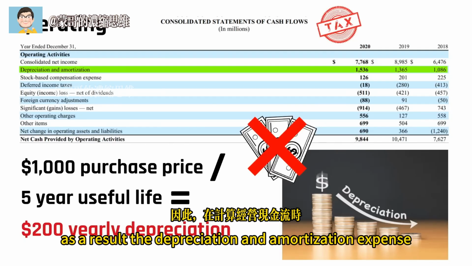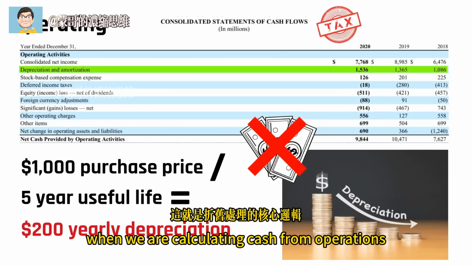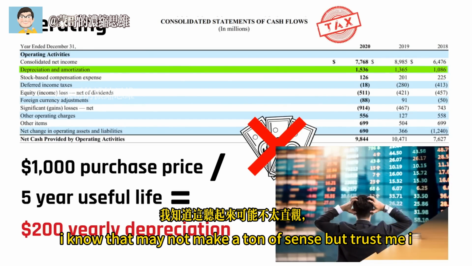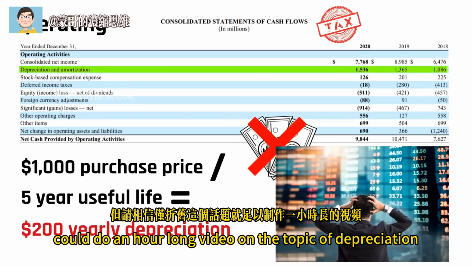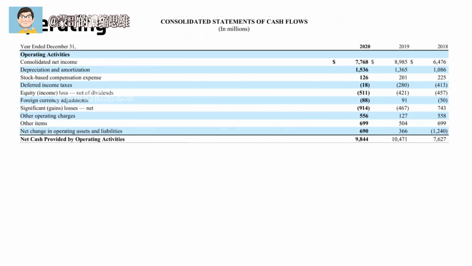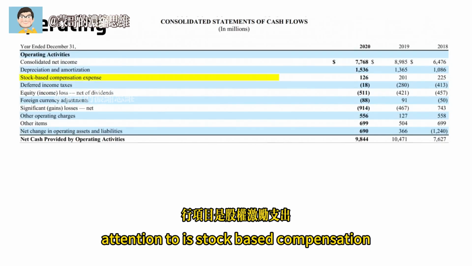As a result, the depreciation and amortization expense for the year needs to be added back to the net income when we are calculating cash from operations. I know that may not make a ton of sense, but trust me, I could do an hour-long video on the topic of depreciation just by itself, so this quick, high-level overview of it is all you really need to know as an investor. The next line item that is important to pay attention to is stock-based compensation.